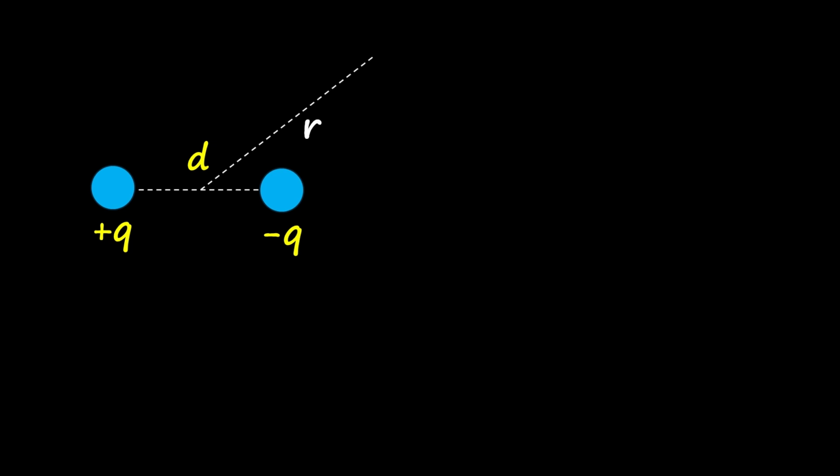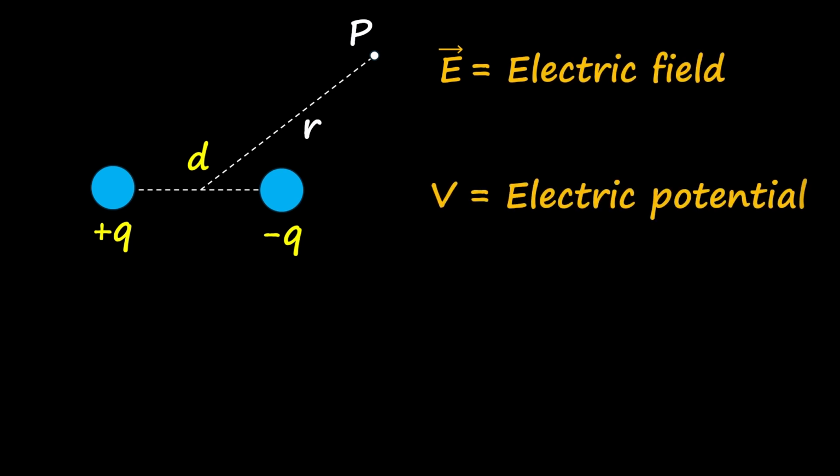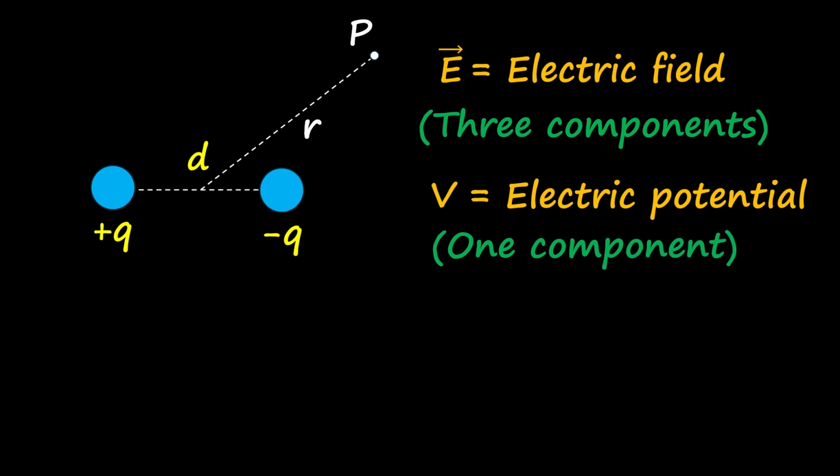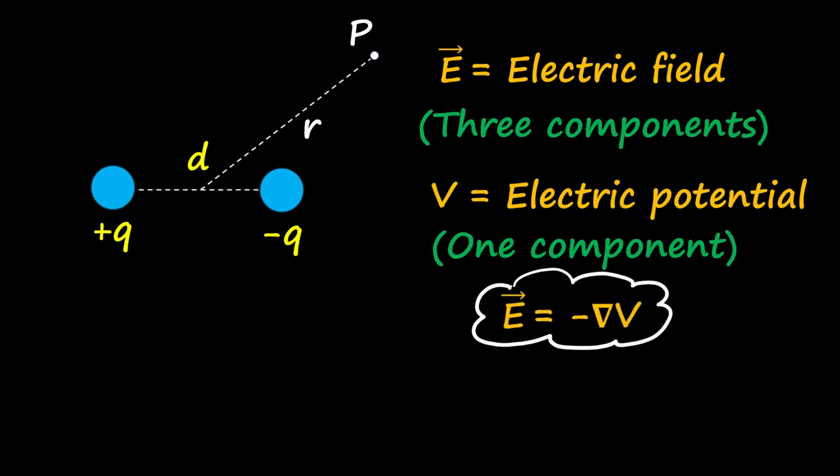Now, if you want to find out the electric field or electric potential at a particular point P, then we have to use certain techniques. But the electric field is a vector quantity, so we need to find out the three components. Whereas electric potential is a scalar quantity, so we have to find out only a single component. Finding out electric potential is relatively easy compared to electric field. Once we get the electric potential, we can find out the electric field using this relation.